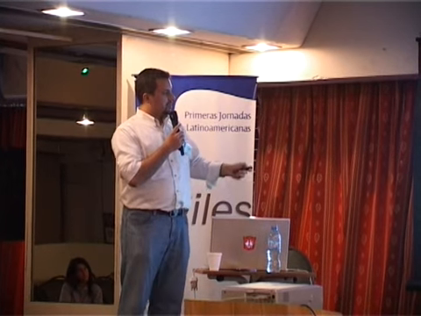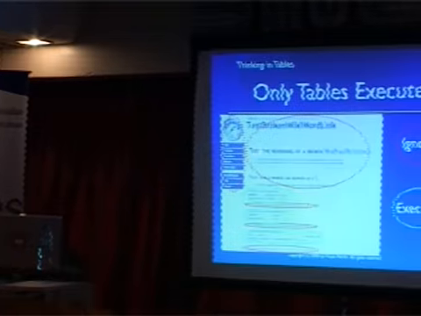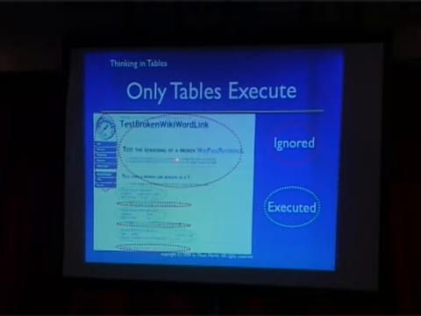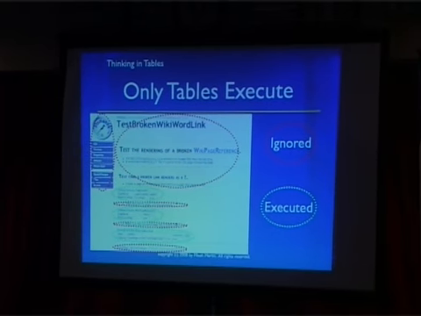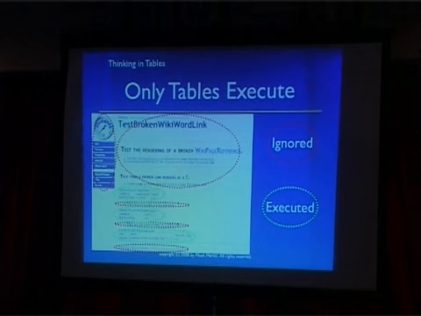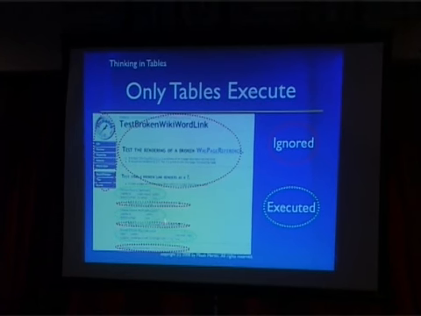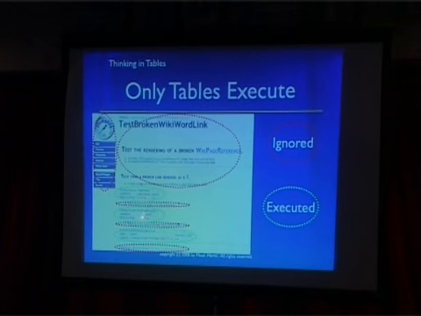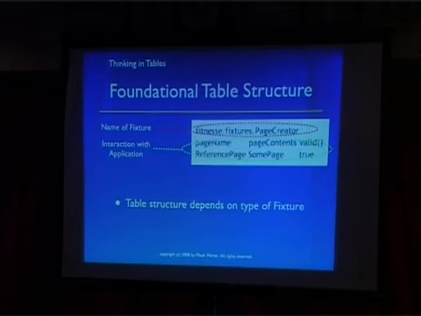This is an example of a fitness page. And you can see here that there's lots of text. Everything in the red circle is just text, and it will be ignored when you execute it. There are some tables here. I know they're small. We'll get bigger ones in a moment. All of these will execute. So if you were to execute this, all of the tables would execute and everything else is ignored.